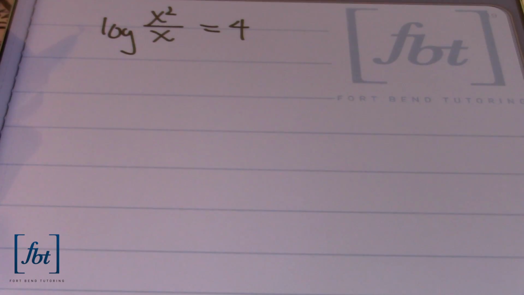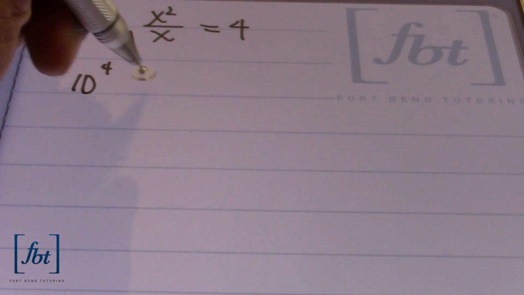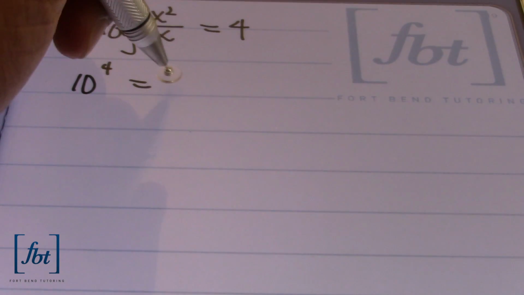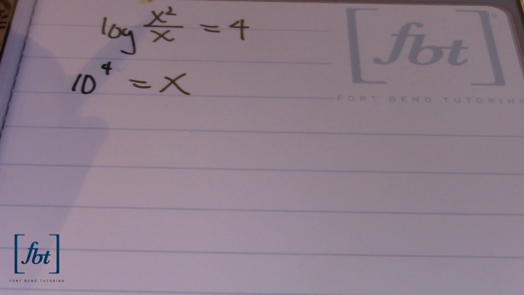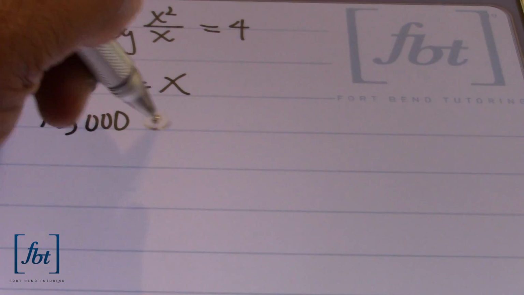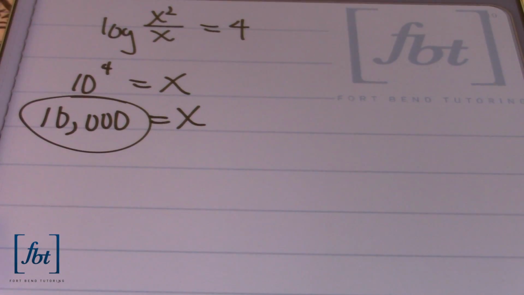Then writing this result as an exponential equation, we'll have 10 to the 4th power equals x. Yeah, because we can simplify that x squared over x just to get x to the 1st power, right? So that means that x equals 10,000. Just like that. What do you think about that?